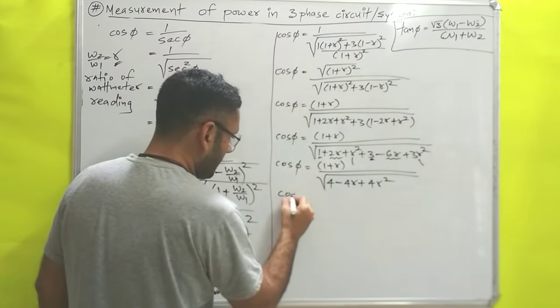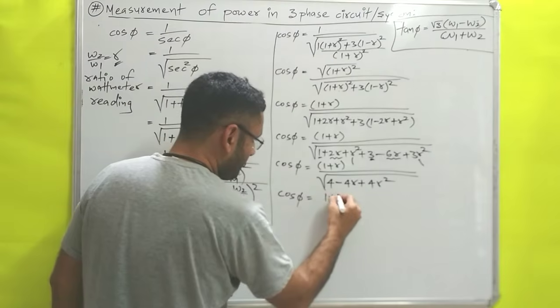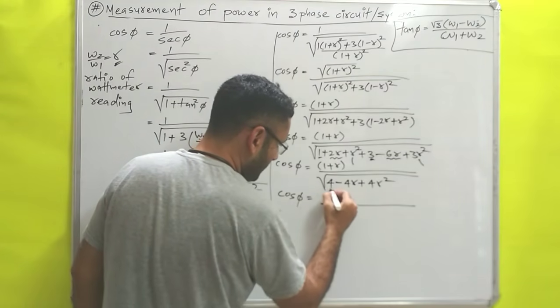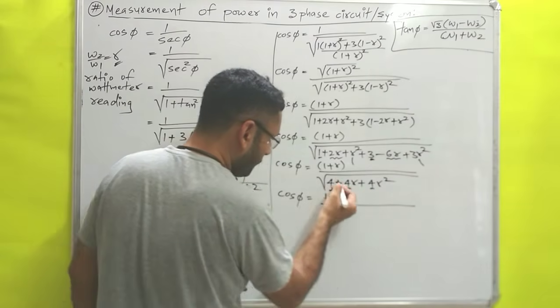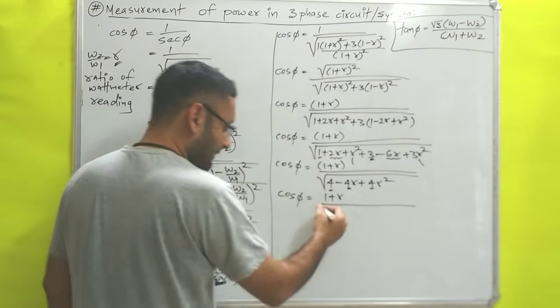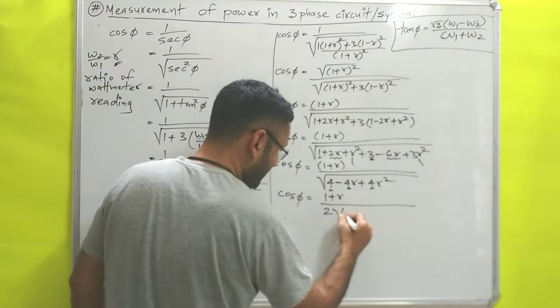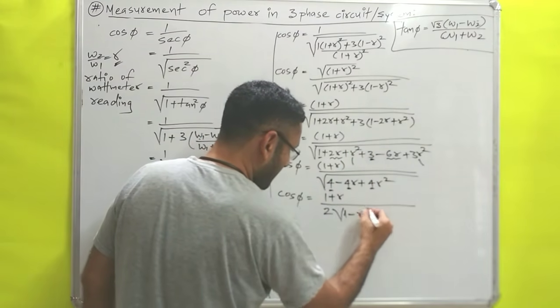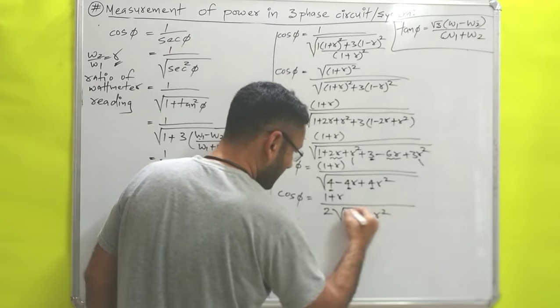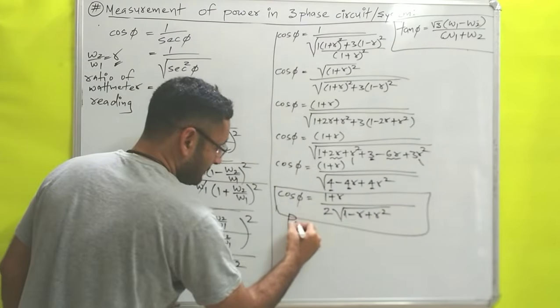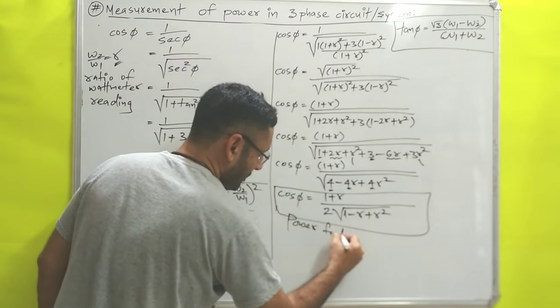So cos phi equals 1 plus r divided by, now from the bottom side I will take common 4. So 4 will come out as 2, because of the square root, so the 1 half will get cancelled. So what remains is 1 minus r plus r square. So that is the answer for the power factor cos phi.